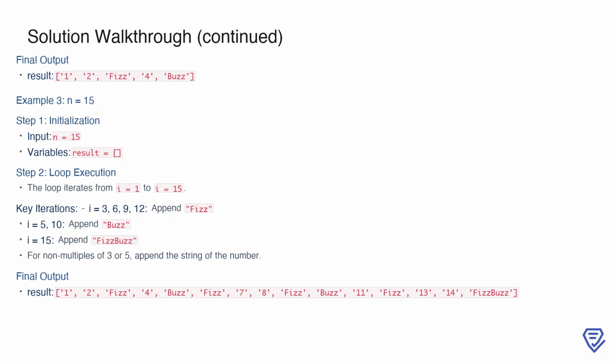When the number is a multiple of both 3 and 5, such as 15, we append FizzBuzz. For all other numbers, we append their string representation. After processing all iterations, the result list contains 1, 2, Fizz, 4, Buzz, Fizz, 7, 8, Fizz, Buzz, 11, Fizz, 13, 14, FizzBuzz. This example demonstrates how the solution handles a range of numbers, effectively determining the correct output for each based on the given rules.